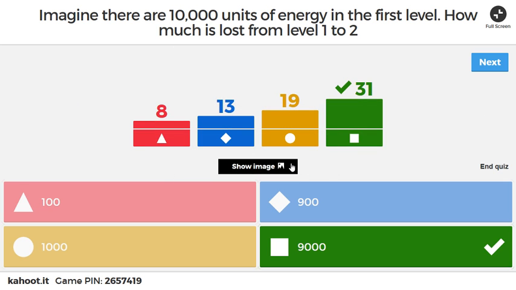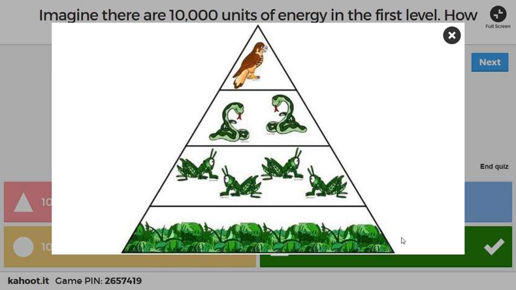Yeah, 9,000 units of energy has been lost. So right down here we have 10,000. When you go to the next level, 10% is transferred. There would be 1,000 here. 10% would be transferred to the next level, which would be 100, to the next level, which would be 10. But we're just concerned about level 1 to 2.